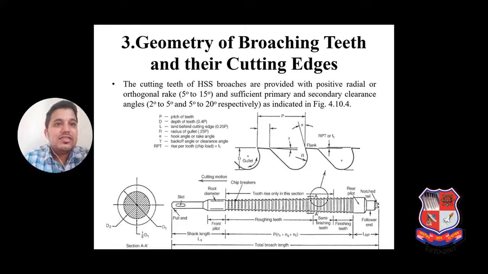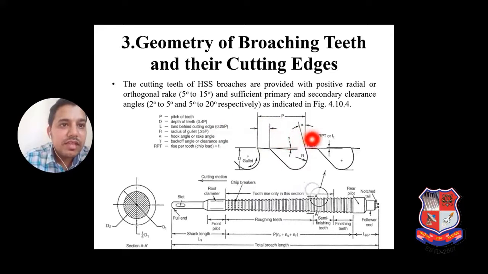Now the geometry of the broaching tool and its cutting edges. Let's see here. The cutting teeth, if we are taking an HSS broach, are provided with a positive radial or orthogonal rake of 5 degrees to 15 degrees, and primary and secondary clearance of 2 degrees to 5 degrees. Let's learn here. So this is the first slot and the pull end is there, this is the tool. Now we have to learn this. This is the gullet, this is the depth of cut, and this is the pitch between the two teeth.